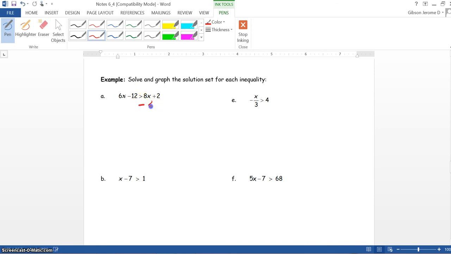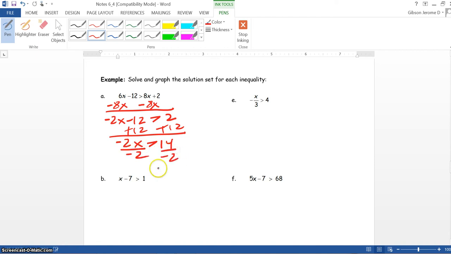So first thing we would do is subtract 8x on both sides. 6x minus 8x is a negative 2x minus 12 is greater than 2, because these 8x's simplify out to 0. Now we will add 12 on both sides, and we will have negative 2x is greater than 14. Divide each side by negative 2, and x is less than negative 7. Now we have solved this inequality.